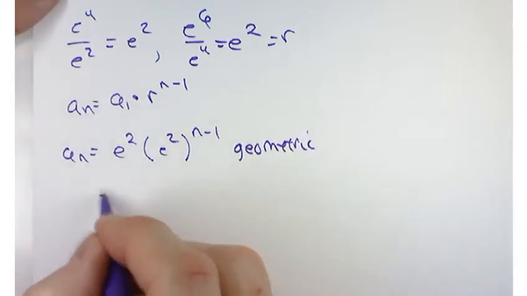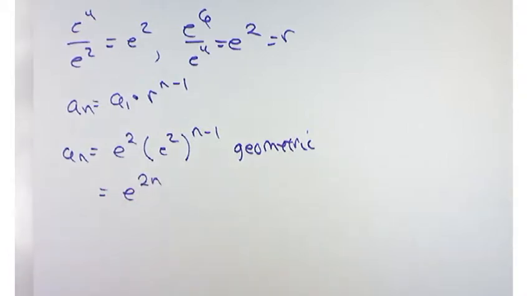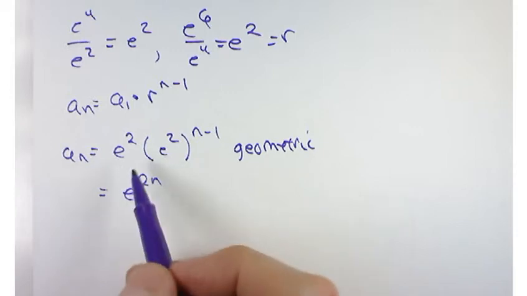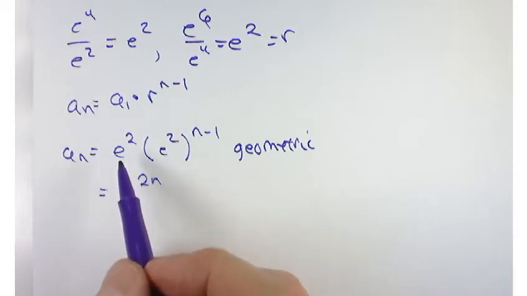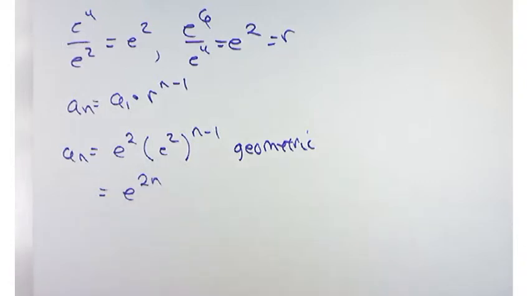You could, if you played with it, simplify it to e to the 2n. Nothing wrong with that. The only thing is, I like it here because I can look at it and say, okay, that's the first term and that's the common ratio. So, there we go. Are we okay with problem 20? Yes.